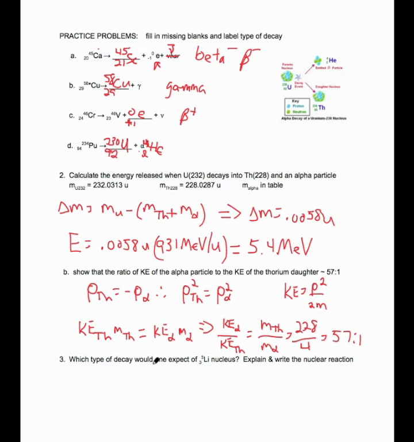Then the last question: which type of decay would one expect from a lithium-5 nucleus? Explain and write the nuclear reaction. I want you to try that one on your own, looking at the relative number of protons and neutrons, and at the graph, the first graph we saw in the front. So this concludes our introduction to radioactivity.